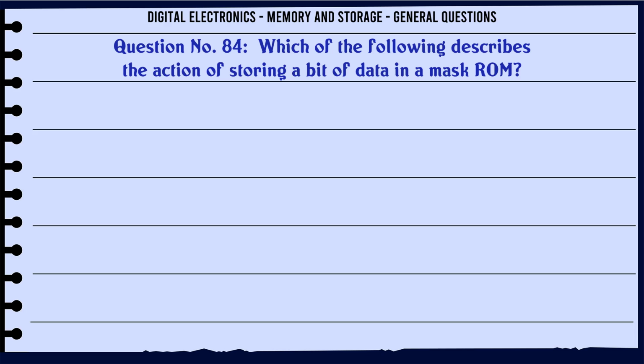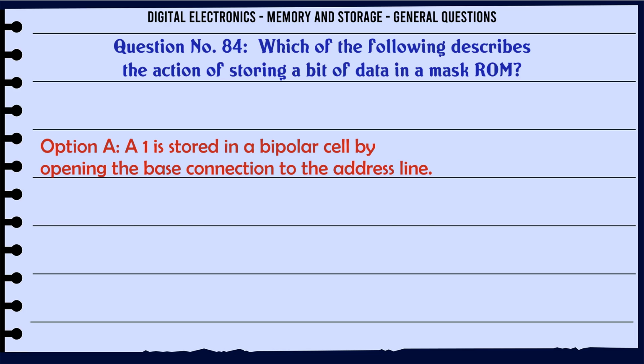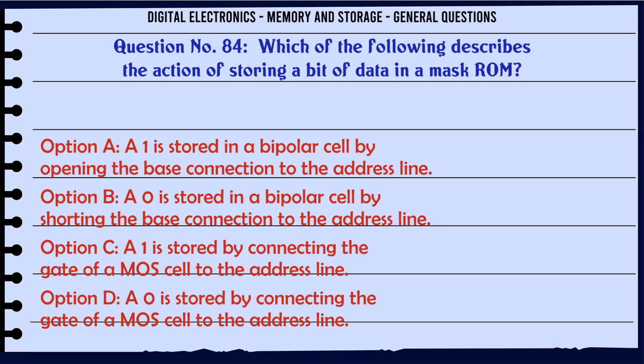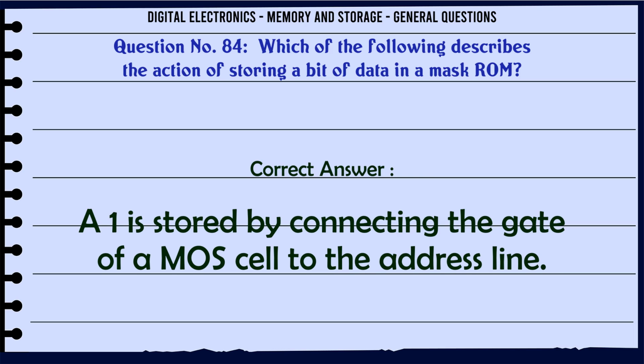Which of the following describes the action of storing a bit of data in a mask ROM? A. A 1 is stored in a bipolar cell by opening the base connection to the address line. B. A 0 is stored in a bipolar cell by shorting the base connection to the address line. C. A 1 is stored by connecting the gate of a MOS cell to the address line. D. A 0 is stored by connecting the gate of a MOS cell to the address line. The correct answer is A 1 is stored by connecting the gate of a MOS cell to the address line.